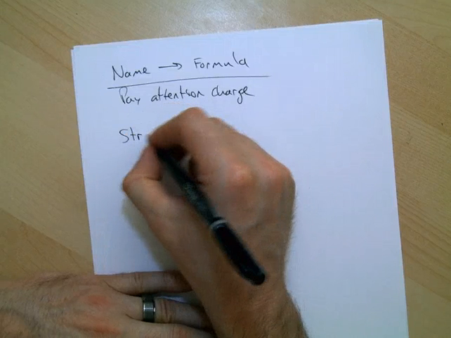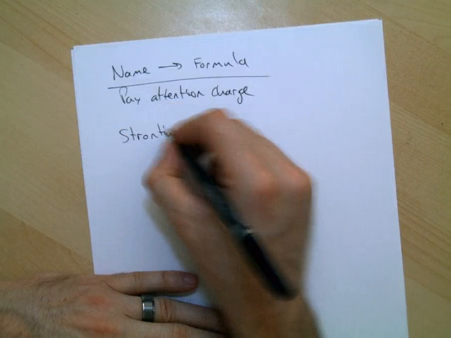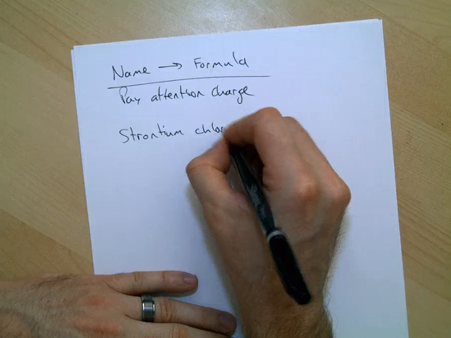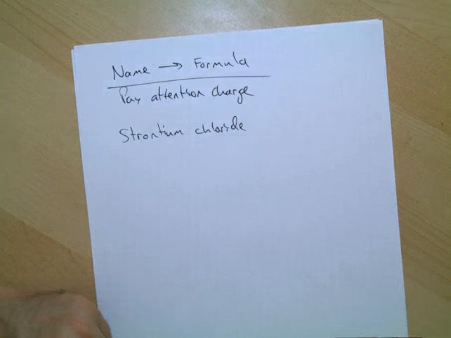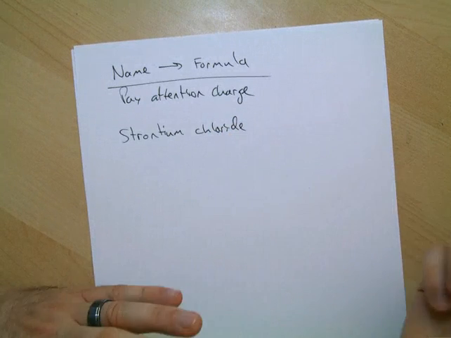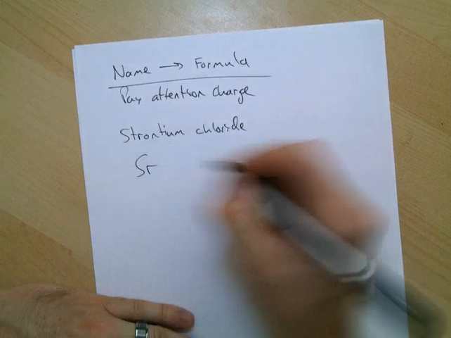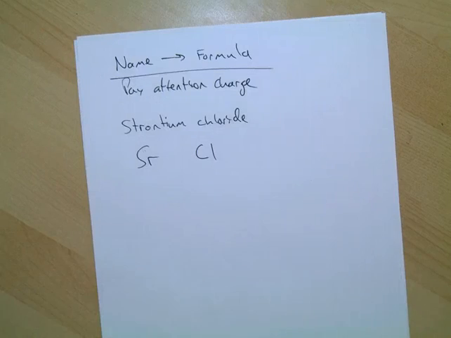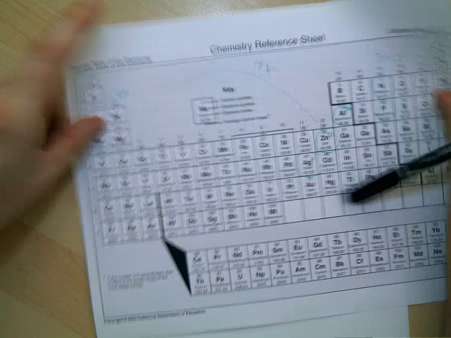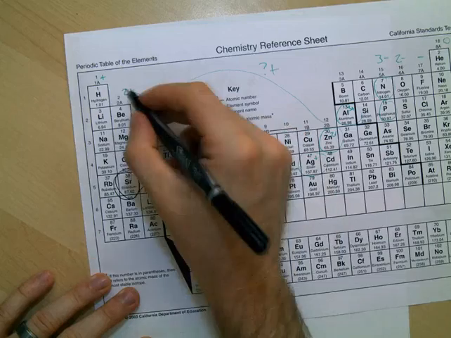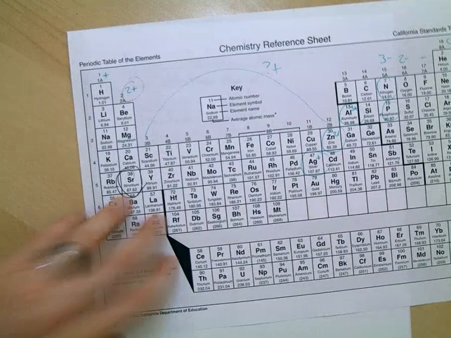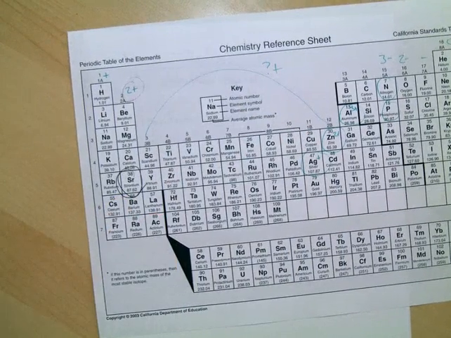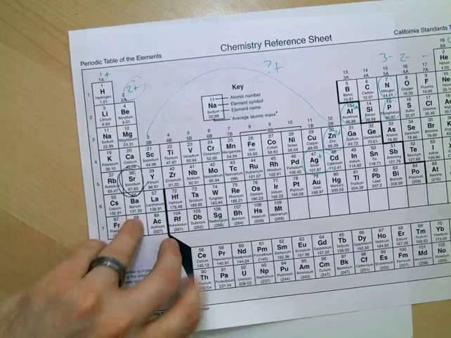Say we need to translate strontium chloride, and we want to change it specifically into its formula. I know strontium is Sr, and I know chloride is Cl, which comes from chlorine. Strontium is right here, which is in group 2, which means it has a positive 2 charge because, of course, it has 2 valence electrons, and its Lewis dot structure would be Sr with 2 dots near it. So this is a positive 2 charge.